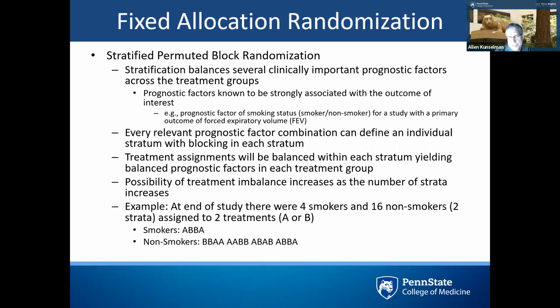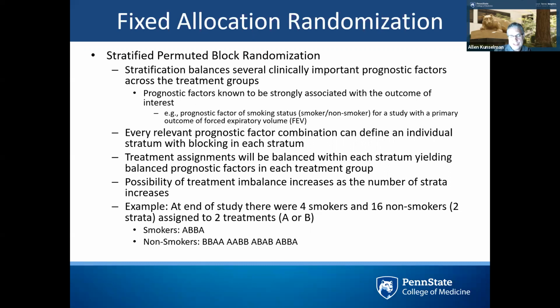And I don't have a slide for this, just to extend this. The more stratification factors you have, like I mentioned before, the more chance for imbalance. So let's assume we had smoking as a stratification factor, smoker or non-smoker. We have age greater than 50 or less than 50 as a stratification factor. We have gender, male or female, as a stratification factor. And we have diabetic status, diabetic yes or no, as a stratification factor.